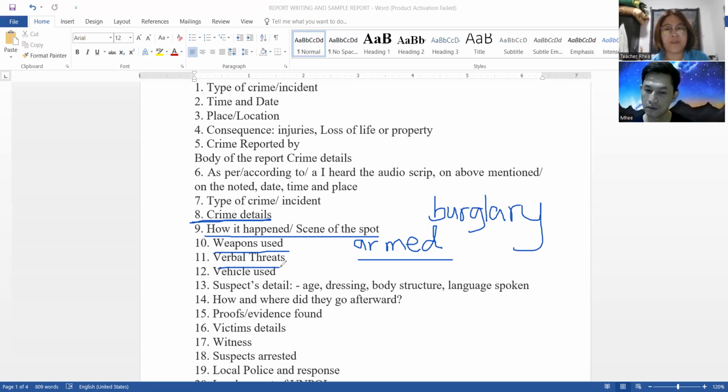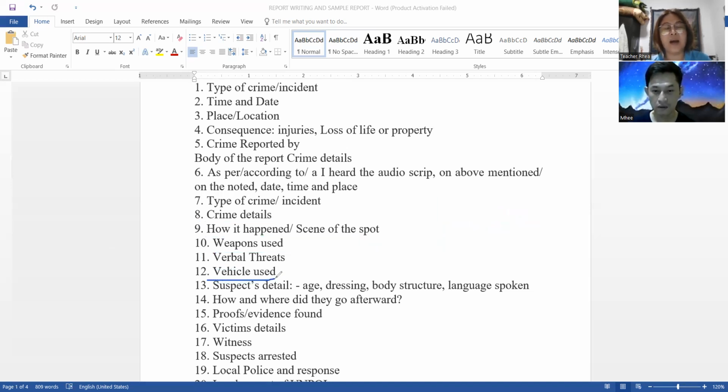Verbal threats. If there are any verbal threats, like did they say, okay, shout and I'm going to kill you? That's the verbal threats. Is any vehicle used? Do the criminals, the suspects, use any vehicle or not? Then next is the suspect's details, like their height. This is basic in the police force.